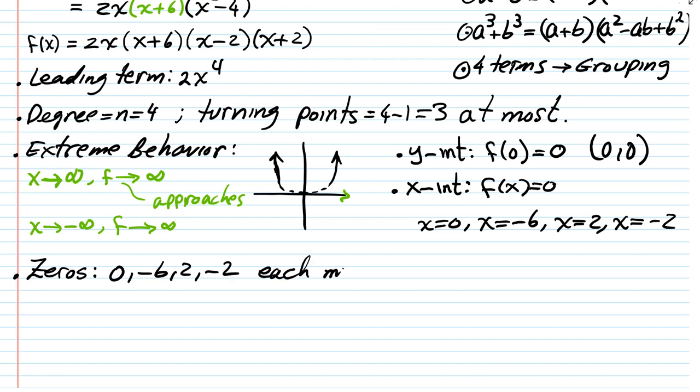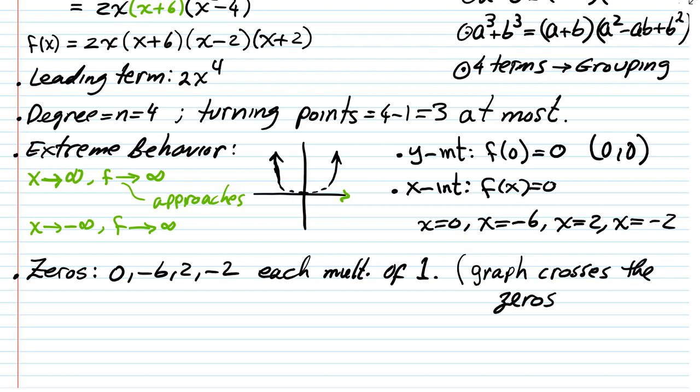Each has multiplicity of 1. That means they repeat only once. And remember, if they repeat only once, it means the graph crosses the zeros. Every one of them will be crossed. And because the degree is 1, it's going to cross like a line crosses, either this way or like that. It's not going to bend and go through like x cubed or x to the 5th and higher powers of power functions do.